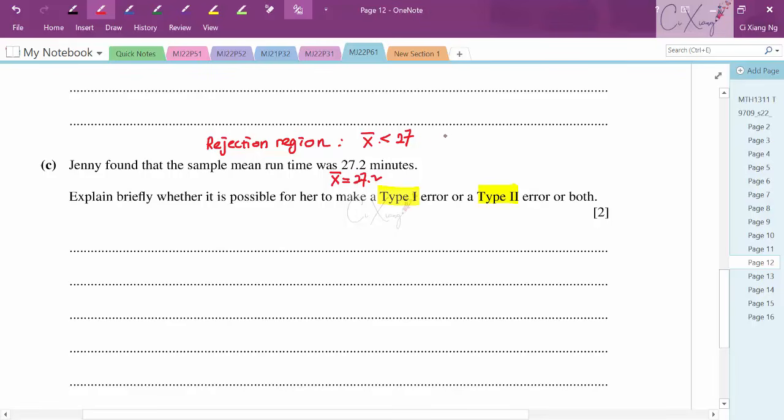When the null hypothesis is not rejected, that means you cannot make a type 1 error, because the definition of a type 1 error is to reject the null hypothesis. So if the hypothesis is not rejected, it is possible for her to make a type 2 error, but not a type 1. All right, so for the explanation here, you can write it out like this. With the sample mean 27.2, the null hypothesis is not rejected. When the null hypothesis is not rejected, it is impossible for you to make a type 1 error, but you might make a type 2 error.